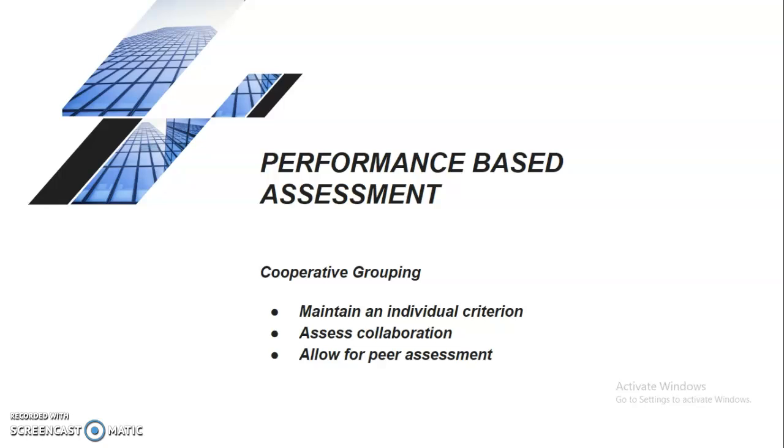When grading or evaluating performance-based assessments, it's important to keep three things in mind. We should always maintain an individual criterion. That is to say, there should be something for each individual within a group, if we have engaged in cooperative grouping with our students. Certainly, we can assess their level of collaboration within a group, because that is a skills-based assessment. And finally, the third component should allow for peers to assess one another.